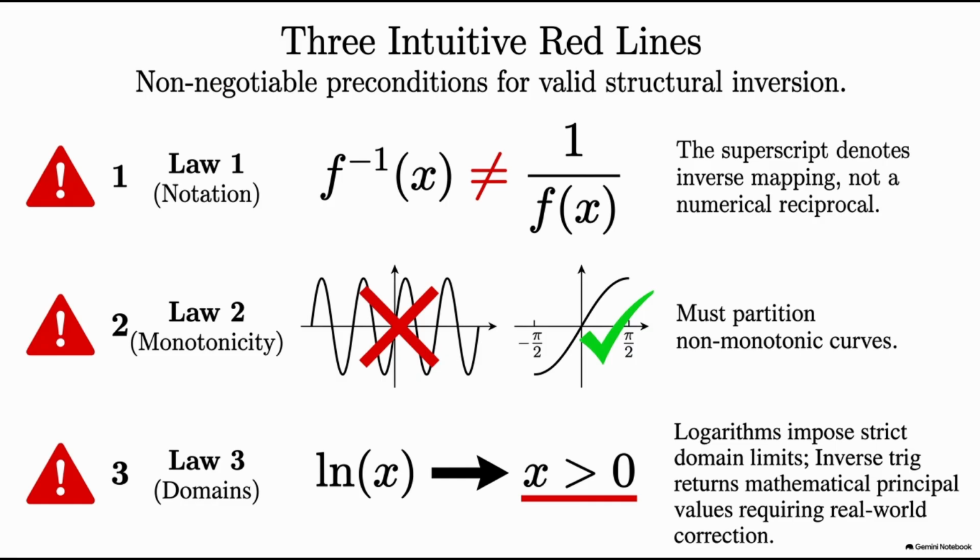First, the superscript -1 denotes an inverse mapping, not a numerical reciprocal. Writing a reciprocal instead of an inverse function represents a fundamental mathematical error. Second, a non-monotone curve does not possess a global unique inverse function. If a function rises and then falls, it must be partitioned into monotonic subintervals, and each branch must be inverted separately. Third, logarithmic functions impose a strict positive domain requirement, while each inverse trigonometric function carries its own fixed range. An inverse trigonometric calculation returns only the mathematical principal value, which may differ from the real-world physical angle.